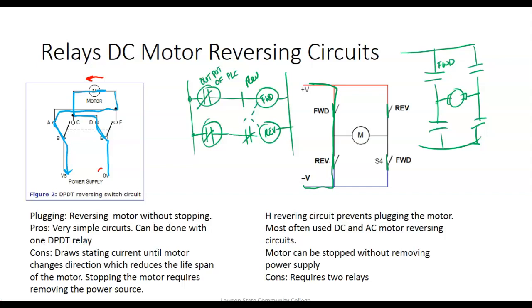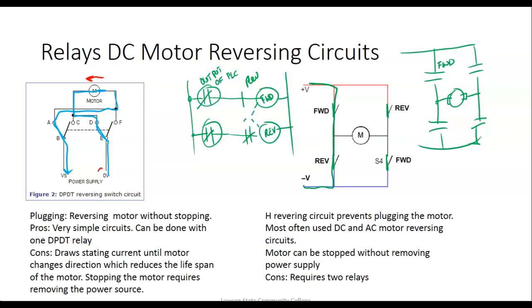Plugging a motor means you try to reverse it, change its direction before it comes to a complete stop. This control right here, this guy right here: plugging, reversing a motor without stopping. Pros: very simple circuit, can be done with a double pole, double throw relay. Cons: draws starting current until the motor changes direction, which reduces the lifespan of the motor. Stopping the motor requires removing the power.